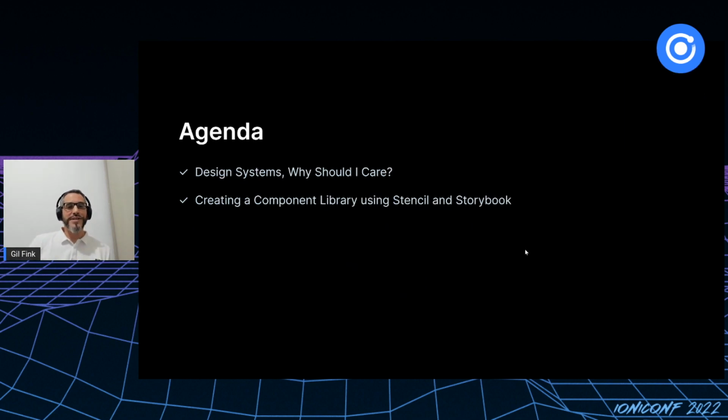So what we're going to do in the next 25 minutes. First of all, I'm going to present to you design systems and why as a developer you should care about design systems. Then we will talk about how we can create a component library using Stencil from Ionic and Storybook. So let's drill down.